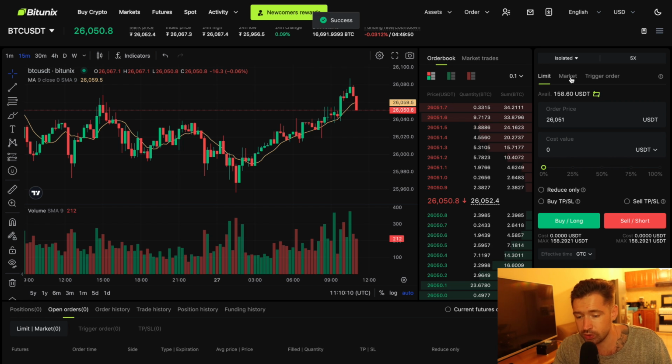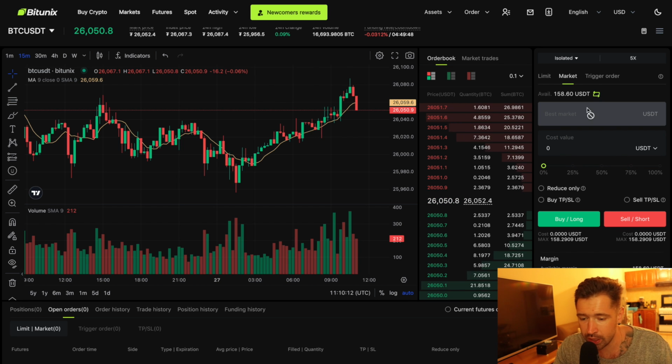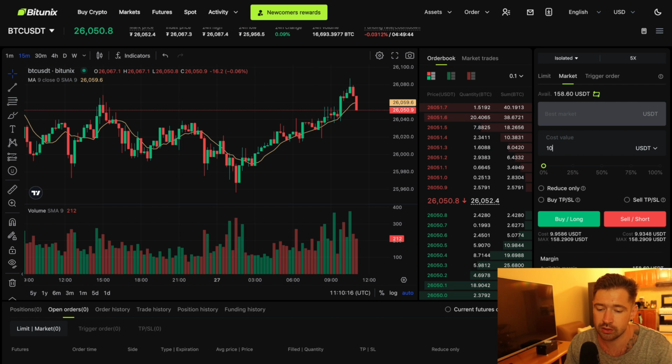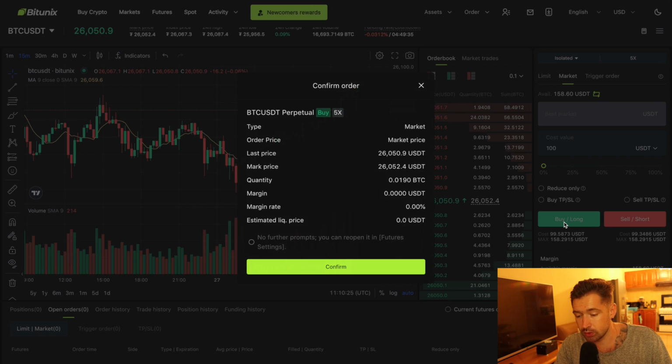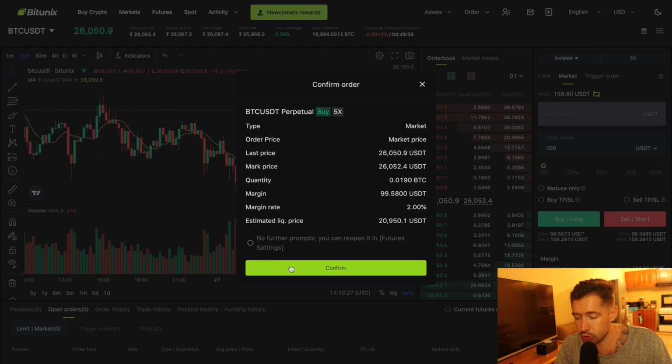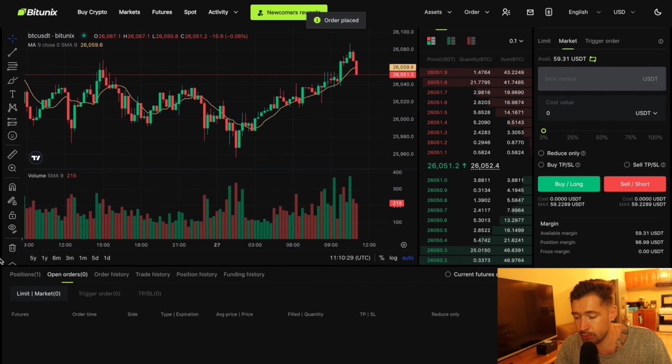With a market order, you're going to enter the market right away. So all you have to do is enter the amount of USDT you'd like to enter the trade with. We're going to do $100, and we're going to click buy long. We're going to click confirm, and the trade will open, and we will have an open position.